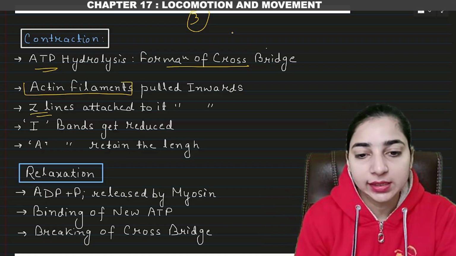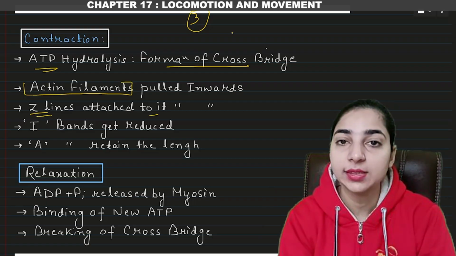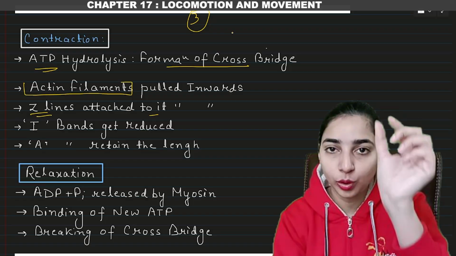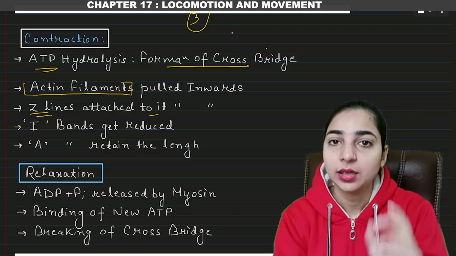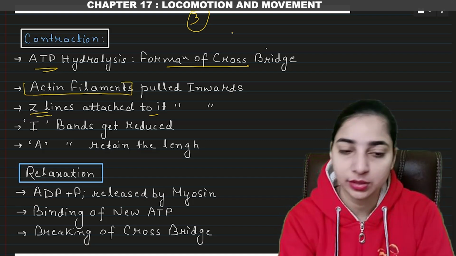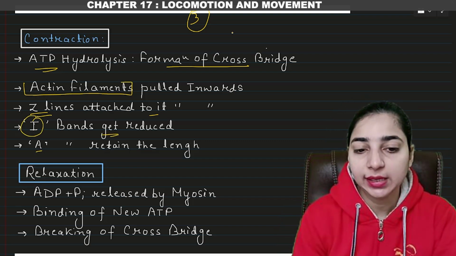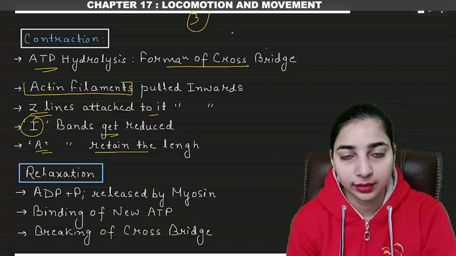So the Z lines which are attached to it will also be pulled inwards. Okay, what are Z lines? Z lines are the thin lines which are bisecting the actin filaments or the thin filaments. Okay. So the I bands will get reduced, but the A band will retain its length.